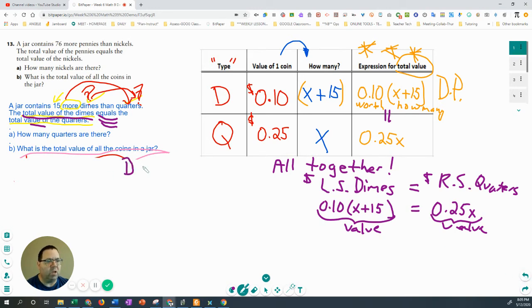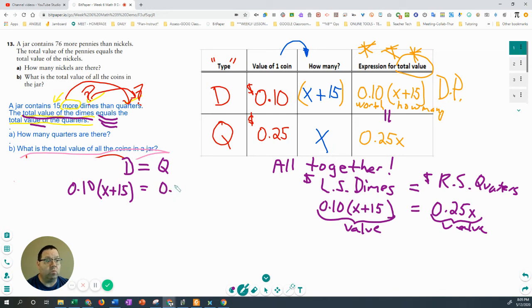All right, so the value of the dimes is supposed to equal the quarters, and this simple symbolic representation really can be given the numbers. Each dime is worth 10 cents. This expression is how many do I have? I don't know how many I have, but I do know one thing. I've got 15 more dimes than quarters.